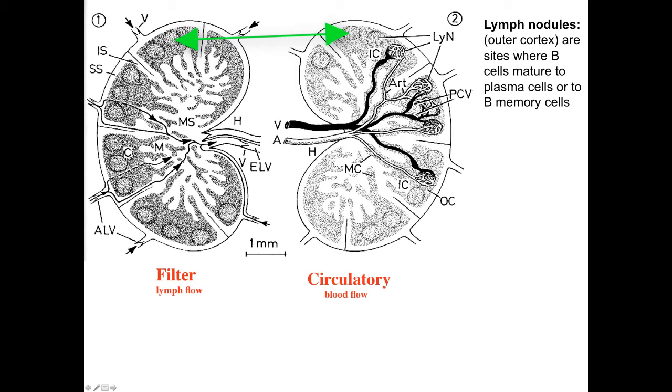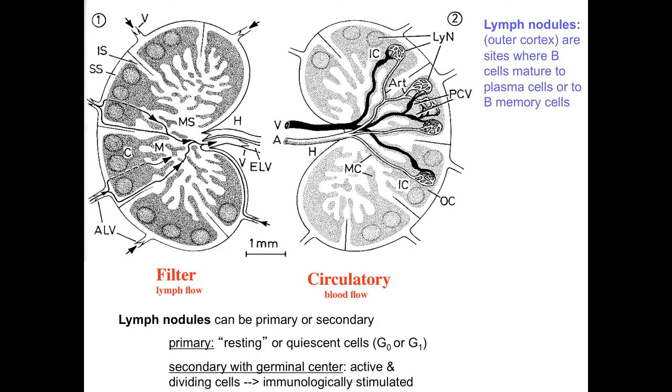The lymph nodules are found in the outer cortex of the lymph node. You can see them on the diagram here or on the diagram here. And the lymph nodules within a lymph node are sites where B cells mature to plasma cells or to B memory cells. Lymph nodules can either be primary or secondary. A primary lymph nodule would have B cells that are in a resting or quiescent state. They would be cells that are in either G0 or G1 of the cell cycle.